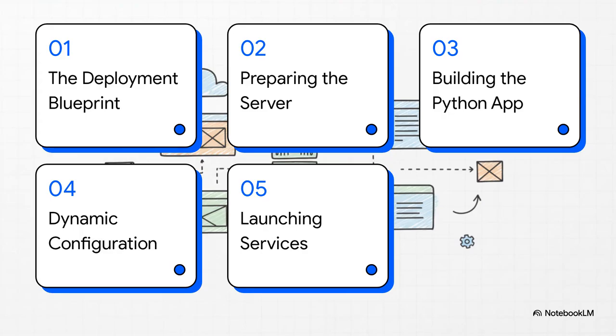So here's our game plan. We're going to build this automated recipe together, step by step. First, we'll map out the whole deployment blueprint. Then, we'll get the server's foundation ready. After that, we build our Python application, use some magic to create our configurations on the fly, and for the grand finale, we launch everything and bring our website to life.